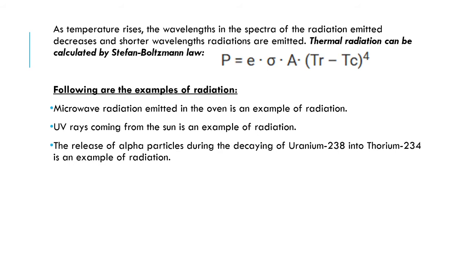Following are the examples of radiation. Microwave radiation emitted in the oven is an example of radiation. UV rays coming from the sun is an example of radiation. The release of alpha particles during the decaying of uranium-238 into thorium-234 is an example of radiation.